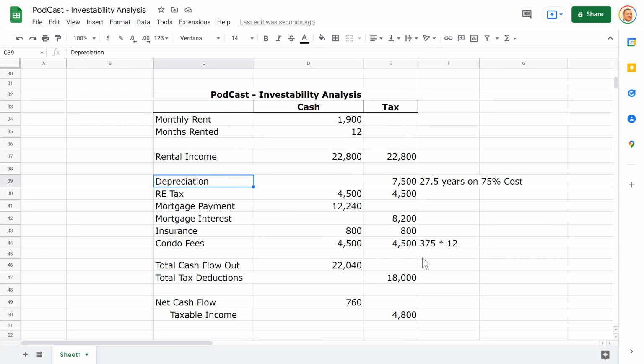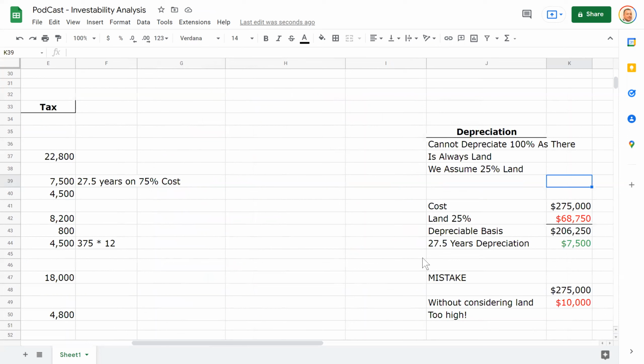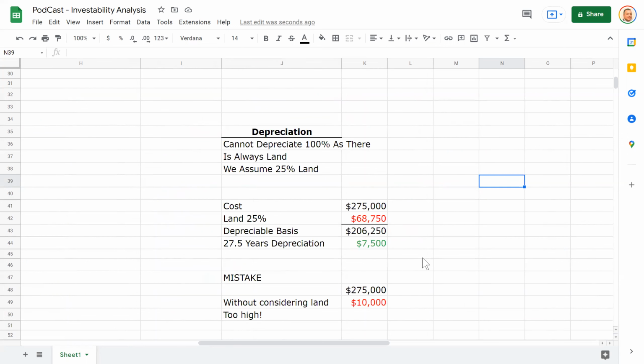So now let me take a little diversion over here to talk about depreciation. All right, so we have depreciation. Now remember, we cannot depreciate 100% of the cost as there is always land involved. I see many tax returns where someone has taken the full cost of a property, divided it by 27.5 years, and then come up with the depreciation.